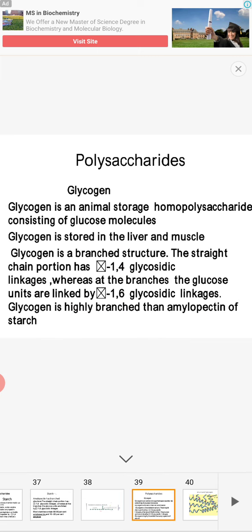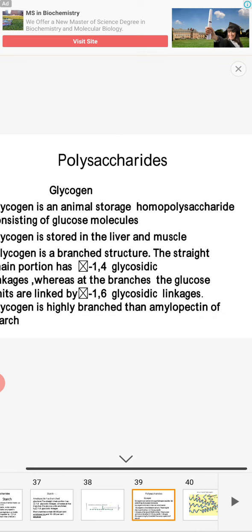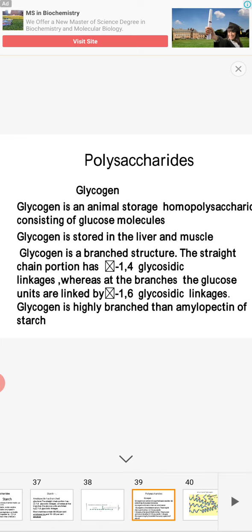So again, glycogen, as I told, is an animal storage. After food intake, excess glucose is used for energy in the cell. Excess glucose is stored in the liver as glycogen. So it is the source of energy. Animal storage, glycogen is branched. Again, the straight chain portion resembles amylopectin because it is branched. So glycogen resembles amylopectin of starch.